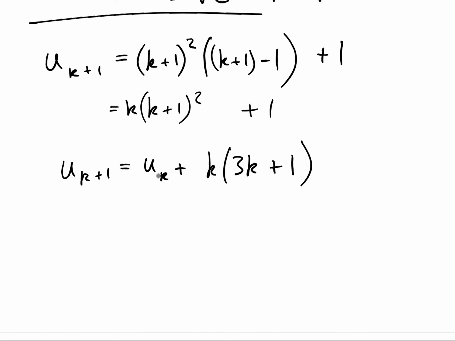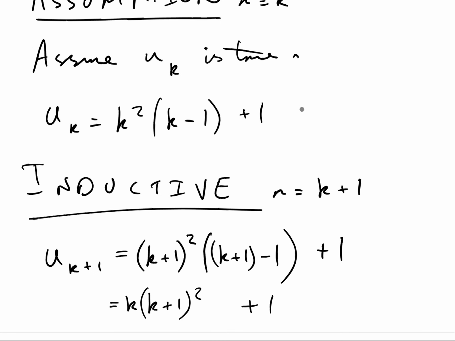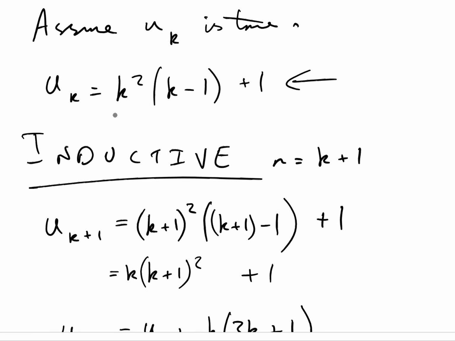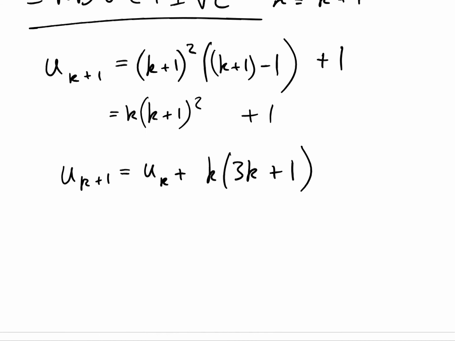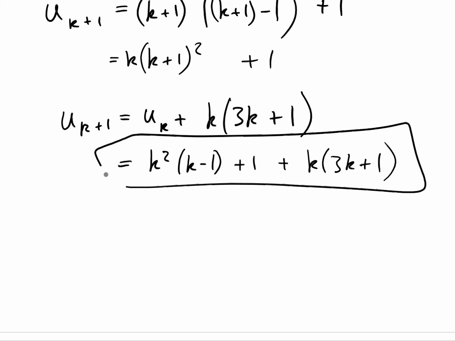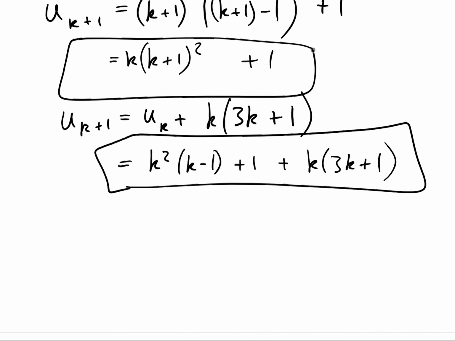Well, we know what uk is equal to because we worked it out up here. We assume that this is true, that this works. So we can now simply replace uk in our inductive step with this thing up here. Okay, so let's do that. So we've got uk is going to be equal to k squared times (k minus 1) plus 1, plus this thing on the end as well, so plus k times (3k plus 1). So what we now want to do is verify that this thing here is equal to this thing here.